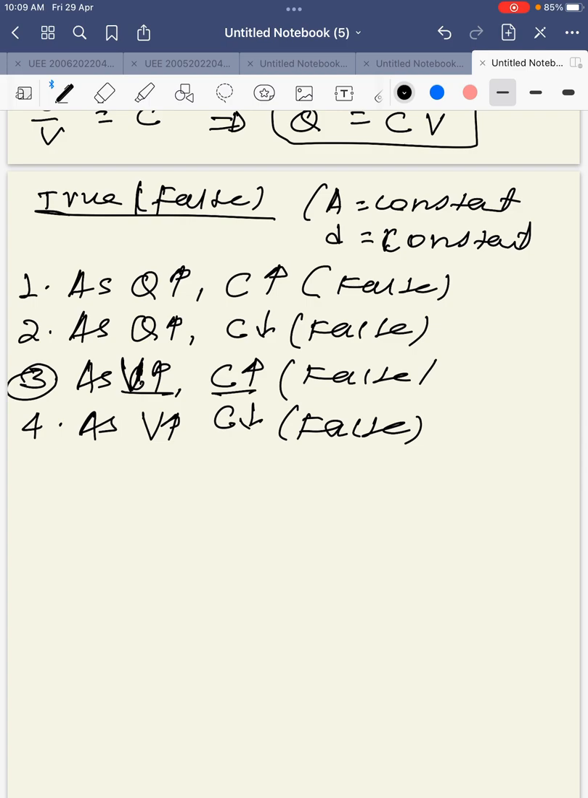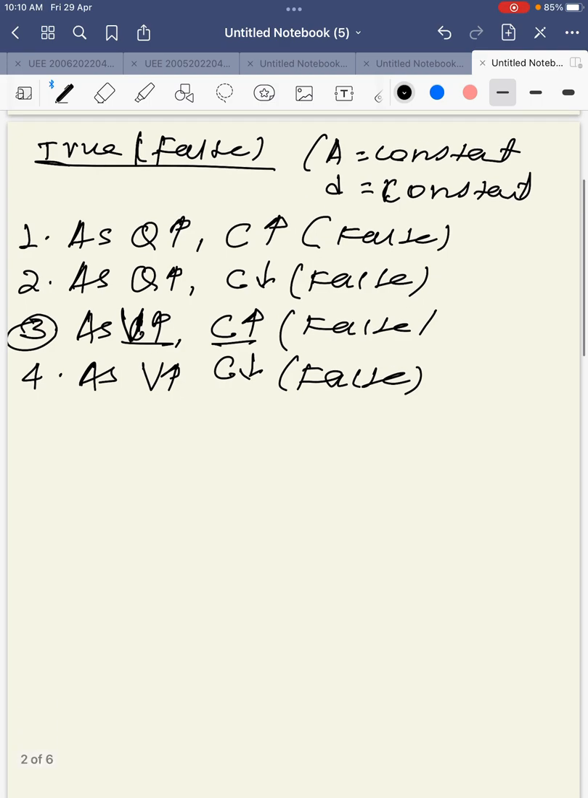The capacity of the capacitor to store charge is independent of the amount of voltage between the two plates. What's our conclusion? Our conclusion is charge and voltage are not factors affecting capacitance.